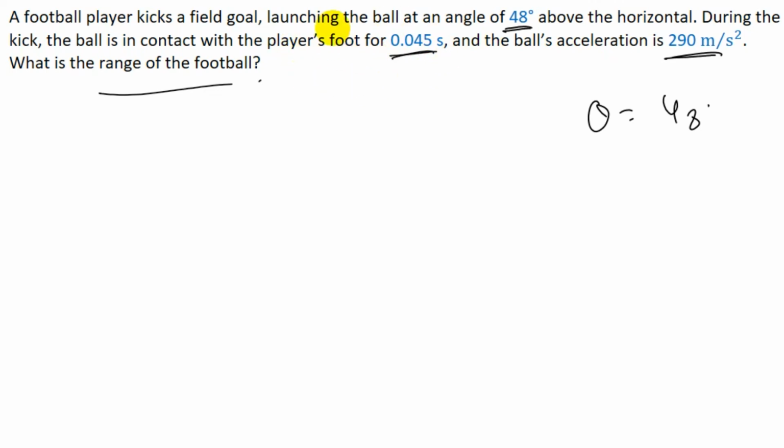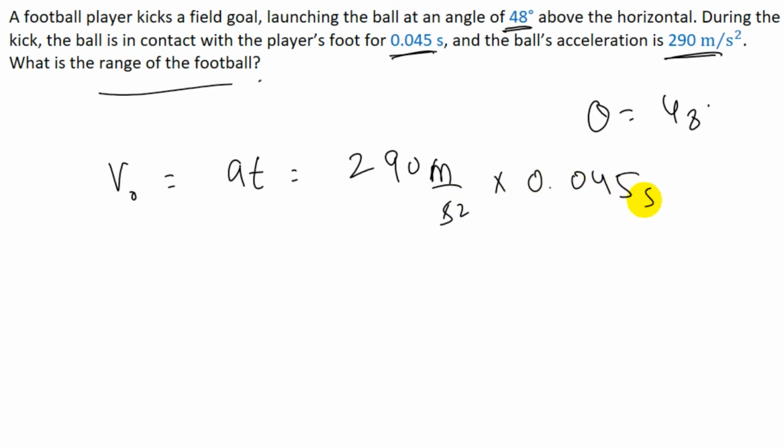Since the ball is in contact for this much time and the acceleration is 290 meter per second squared, what would be the initial velocity? V0 will be acceleration times t. Acceleration we have 290 meter per second squared, and time of contact we have 0.045 seconds. So from here initial velocity we obtained to be 13 meter per second.